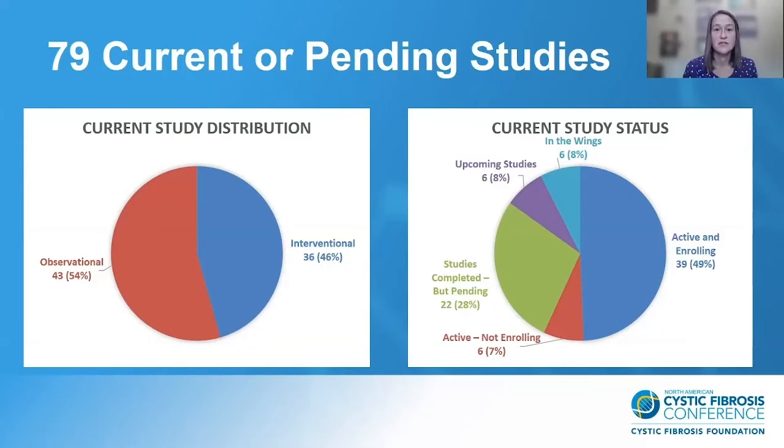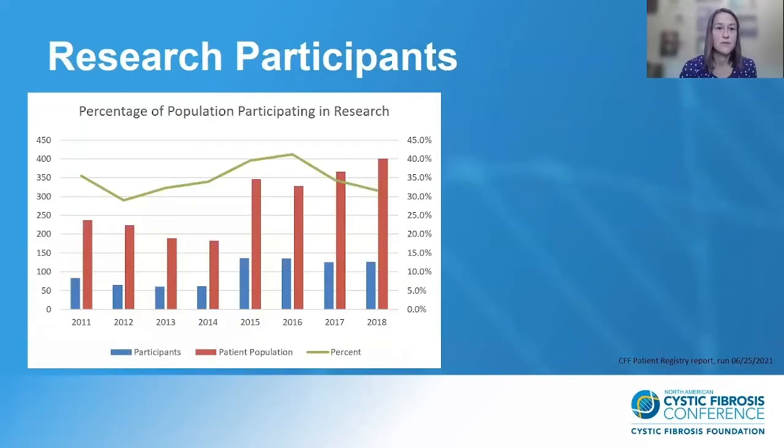Six studies are listed as upcoming. These studies are in study startup with either contract, budget, or IRB approval pending before enrollment can begin. The remaining six studies are in the wings, which we call studies that are being looked at for feasibility or we are reviewing a solicitation.